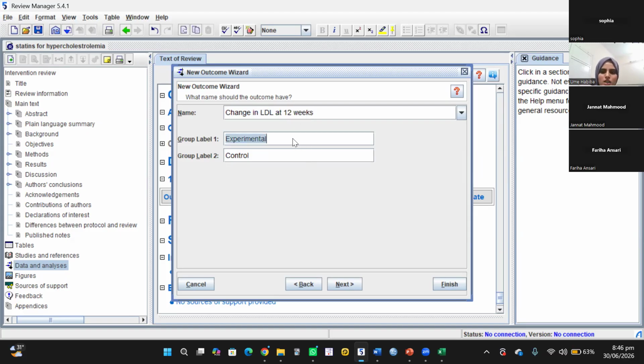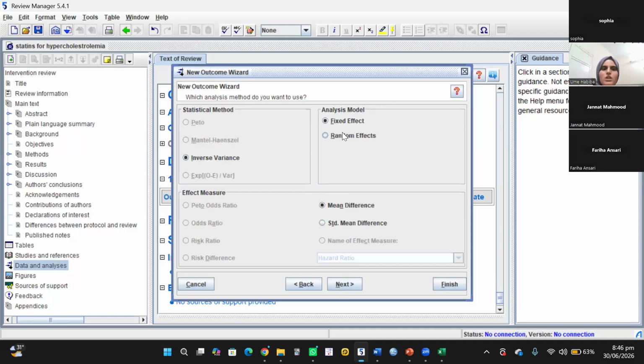Group 1 is named dual therapy. You can write the names of the drugs as well, of course, I'm just trying to save time. Monotherapy is the group label 2. Next. Now, it's asking me about the statistical methods. So for the analysis model, you always choose random effects.